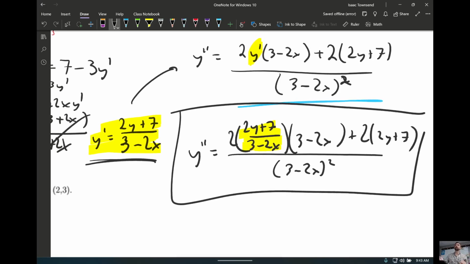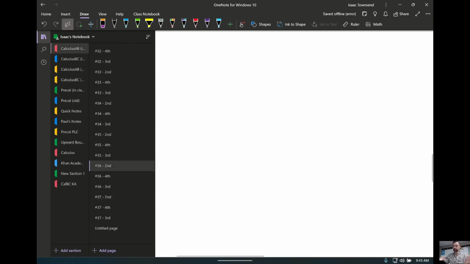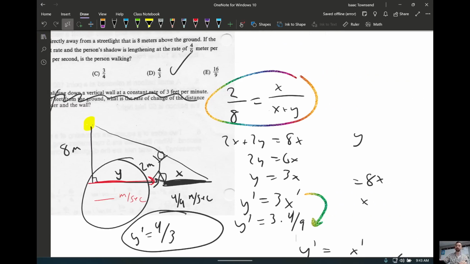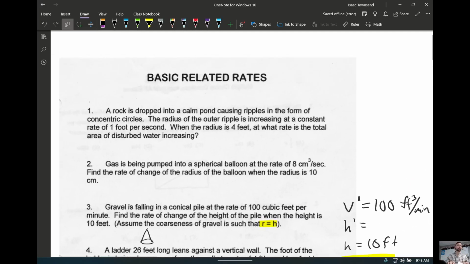Whoever asked that one, is that good enough? Okay. All right, let me go back to the one that's assignment 36, because I know not everybody is done here. You should be about done, but is there any more from this basic related rates worksheet I can help with?